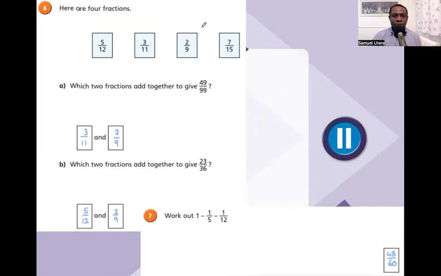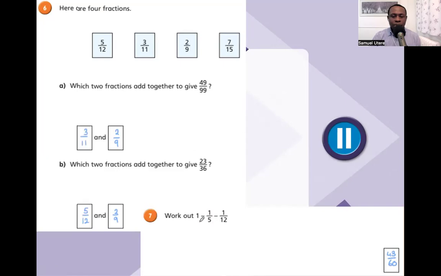These ones. Here you're asked which two fractions add together to give 23 over 36. Well, you have more options now because 36 is a multiple of 9, okay? And you also have 12. So these two will definitely add to give you that result.